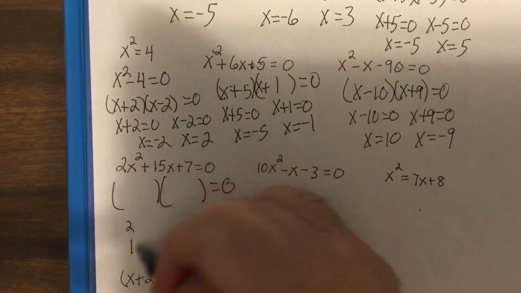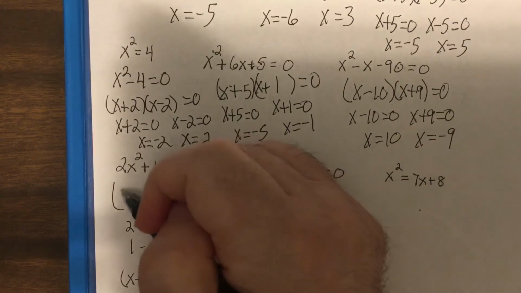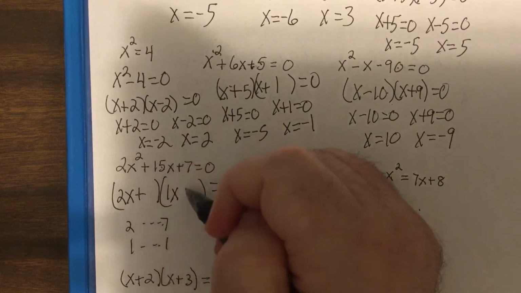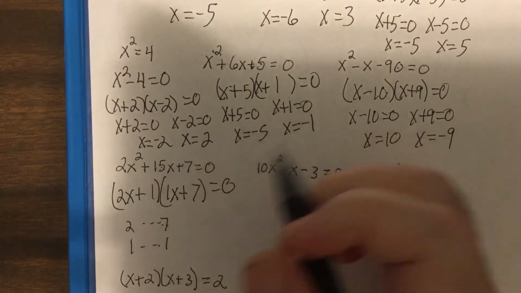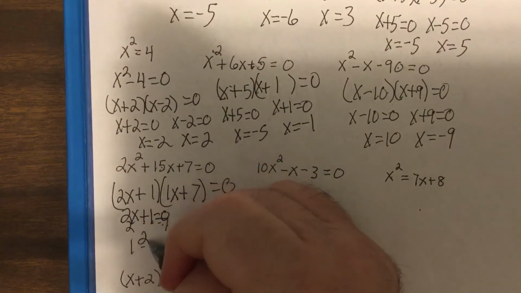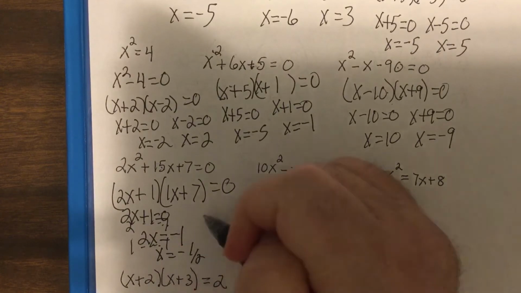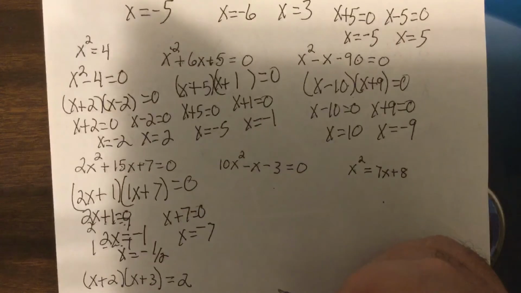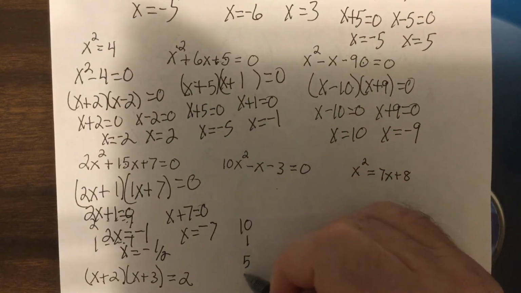This one, we're going to have 2 and 1, 7 and 1, so how about 14 and 1 adds up to 15. Last term's plus. So it'll be 2x and 1x, plus plus. And I want the 7 to go with the 2, so that would be outer and inner. So we'd have 2x plus 1 equals 0. Subtract 1, 2x equals -1. So x equals -1/2. x plus 7 equals 0. x equals -7. Woohoo!